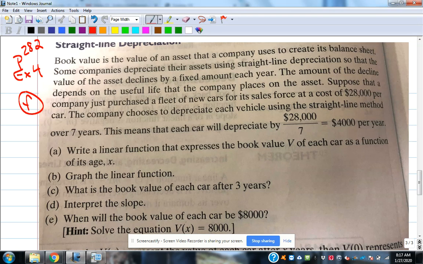They want us to write a linear function that expresses the book value V of each car as a function of its age x. So they want us to write an equation V(x) = mx + b. That's the end result. We're going to find the slope and the y-intercept from this problem. Then they want us to graph that linear function using the graphing calculator, and then find the book value after 3 years.